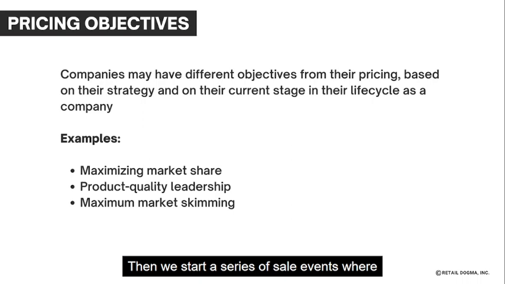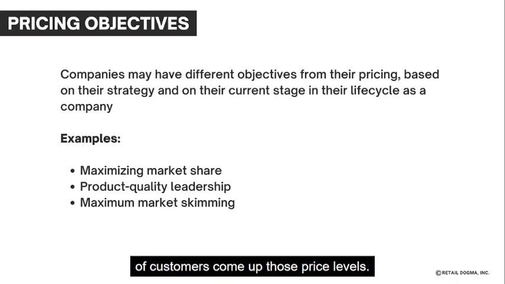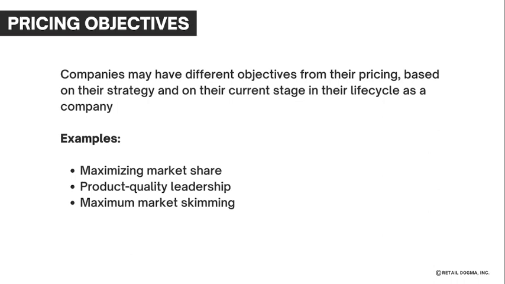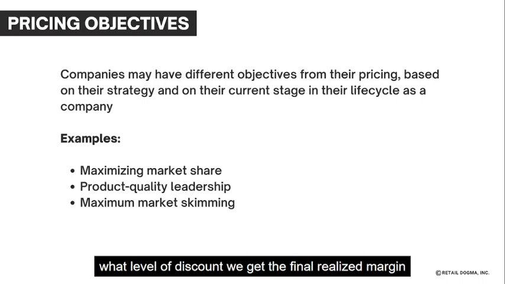Then we start a series of sale events where increasing levels of discounts are applied and lower levels of gross margins are obtained. The idea here is to extract the maximum amount of revenue and profit from the merchandise by selling it at different price levels and having different types of customers come at those price levels. Then, depending on how much product sold at what level of discount, we get the final realized margin from the entire collection.